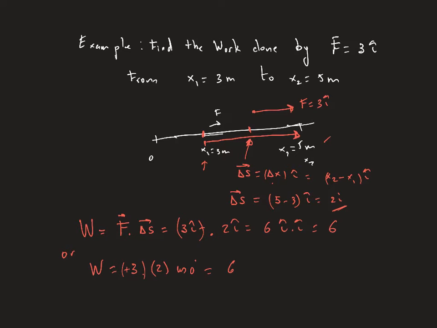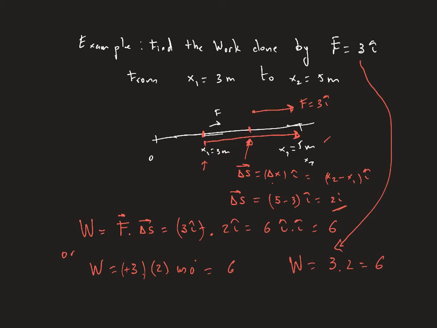So the work is the force in the direction of the displacement. I have 3 newtons in the direction of the displacement, and the displacement is 2 meters, so the work is 6. But the formal way to do it is like this. The work is the scalar product of the force by the displacement, but the force is 3i, and the displacement is 2i. i scalar i is 1, so 3 by 2 is 6.